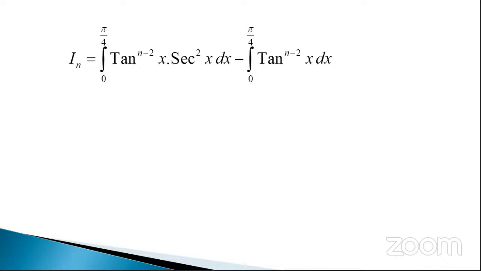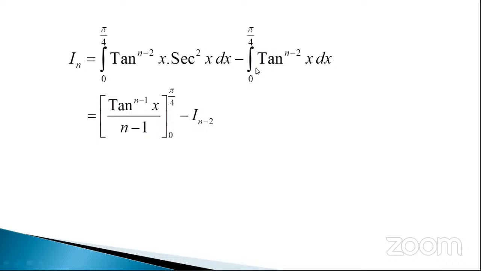Now split into two terms: the integral of tan to the power of n minus 2x into sec square x dx, minus the integral over 0 to pi by 4 of tan to the power of n minus 2x dx. Am I clear? Now, the derivative of tan x is sec square x. Here the derivative of this function is already sec square x into dx. Directly we can write the integration of tan to the power of n minus 2 as tan to the power of n minus 2 plus 1 by n minus 2 plus 1, which means tan to the power of n minus 1 x by n minus 1. The limits are 0 to pi by 4.